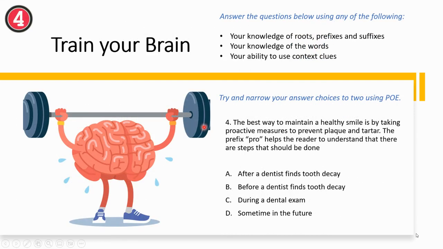So we'll do the same thing, trying to answer our choices using the process of elimination. The best way to maintain a healthy smile is by taking proactive measures to prevent plaque and tartar. The prefix pro- helps the reader to understand that there are steps to be done: A, after a dentist finds tooth decay; B, before a dentist finds tooth decay; C, during a dental exam; or D, sometime in the future.